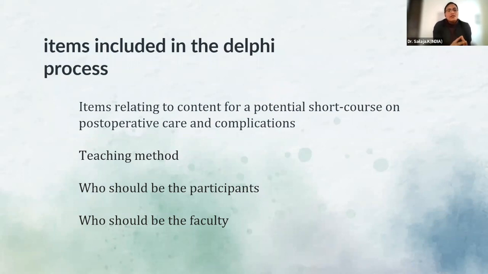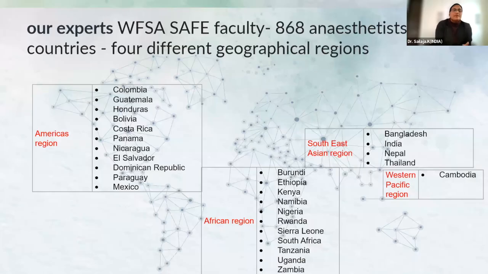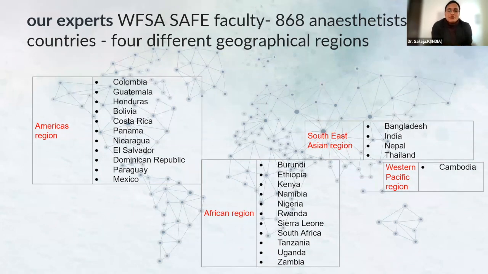So the items included in this Delphi process were items related to the content for a potential short course on post-op care and complications, and the teaching methods, the participants, and the faculty. So these are the different geographical areas from where the experts put in their inputs.